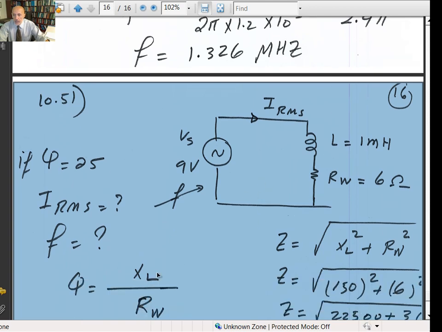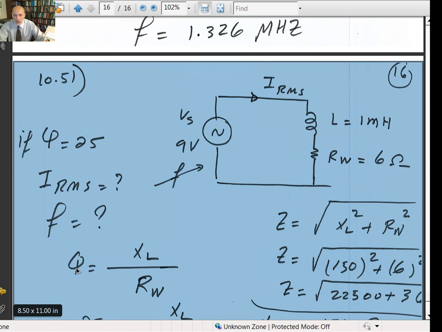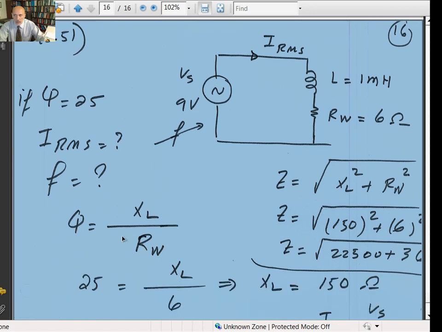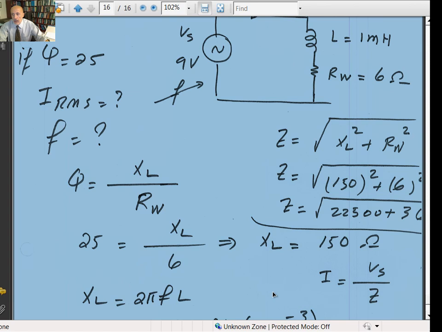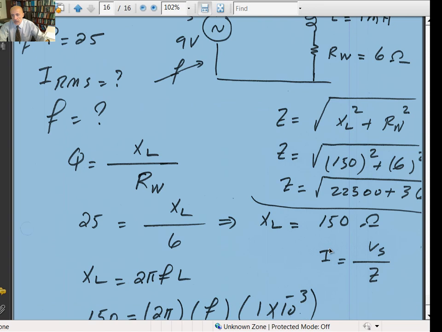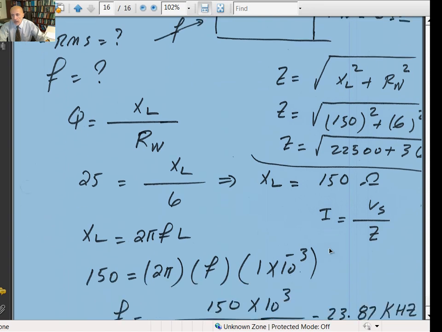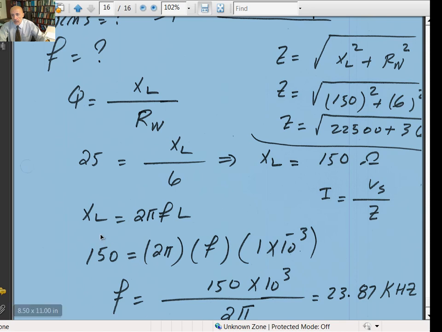Well, the quality factor is 25. The resistance of the winding is equal to 6, so from here you can calculate X of L. So 25 is equal to X of L divided by 6. Therefore, X of L is equal to 6 times 25, which is 150. Now the current would be equal to V of S divided by the total reactance, in this case 150.